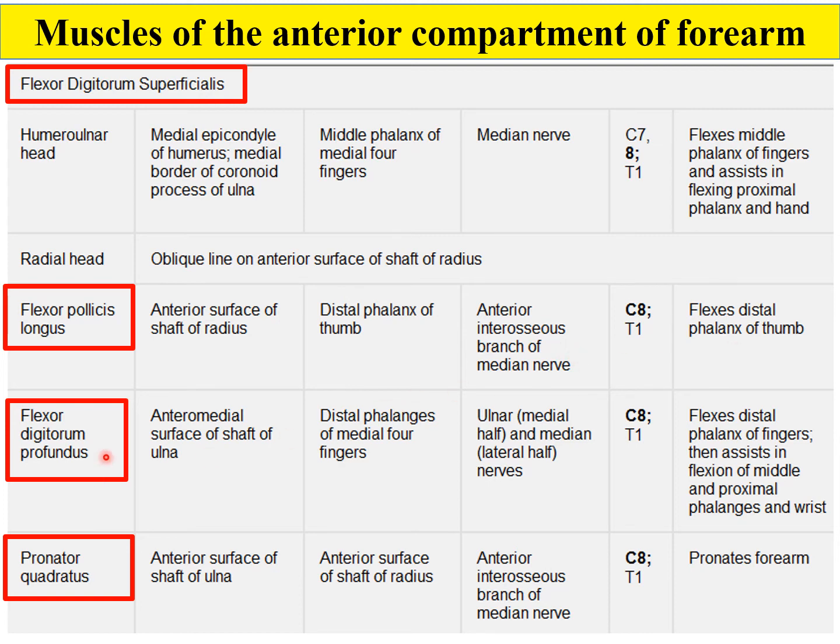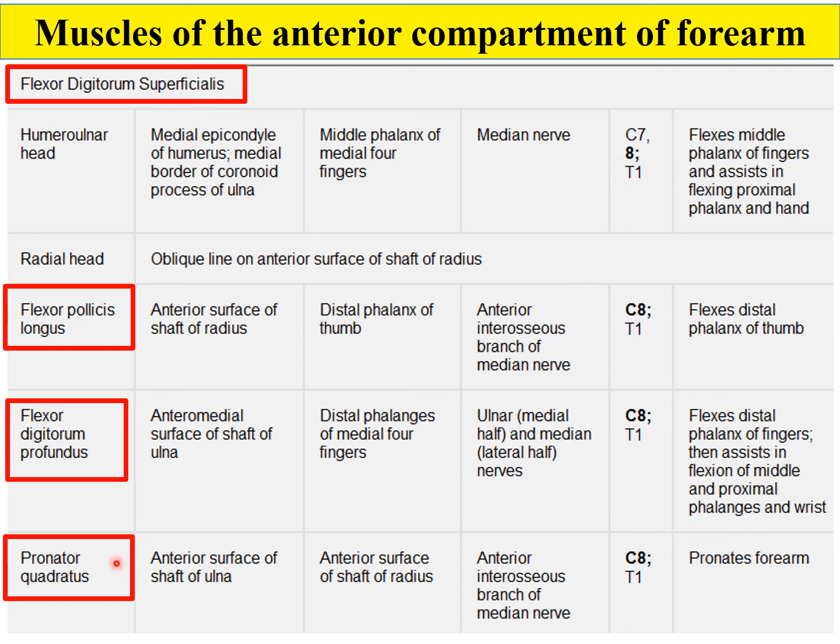Flexor digitorum profundus, which is just like superficialis, arises from the anterior medial surface of the shaft of the ulna, going toward the distal phalanx of the medial four fingers. Here it has a variation. Its medial half, or medial two slips, are supplied by the ulnar nerve, and the lateral two slips are supplied by the median nerve. It flexes the distal phalanx of the fingers and assists flexion of the middle and proximal phalanges.